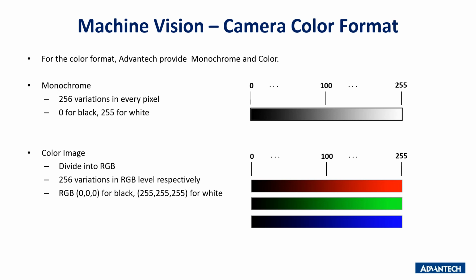For the camera color format, there are monochrome and color. Monochrome can use 8-bit to represent it. 0 means black and 255 means white. And color is built with RGB, and can use 24-bit to represent it. 000 means black and 255 means white.